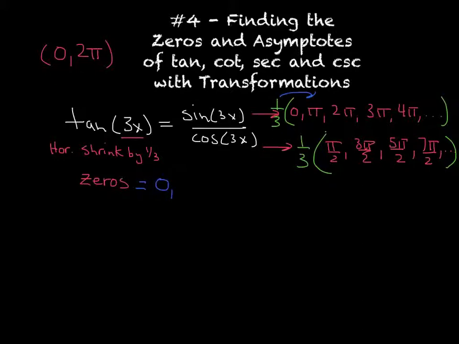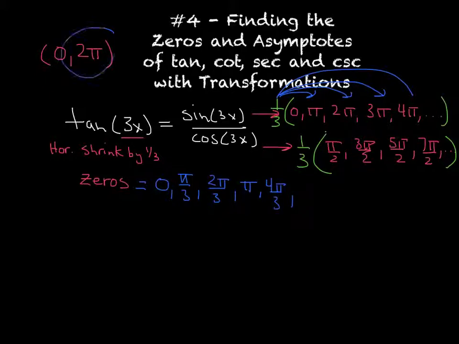1/3 times pi is pi over 3. And 1/3 times 2 pi is 2 pi over 3. And you can see 1/3 times 3 pi is just pi. And 1/3 times 4 pi is 4 pi over 3. Now we've got to keep going until we get to 2 pi. So we've got to keep going. So you can see the pattern. Some of you are just going to pick up on the pattern.